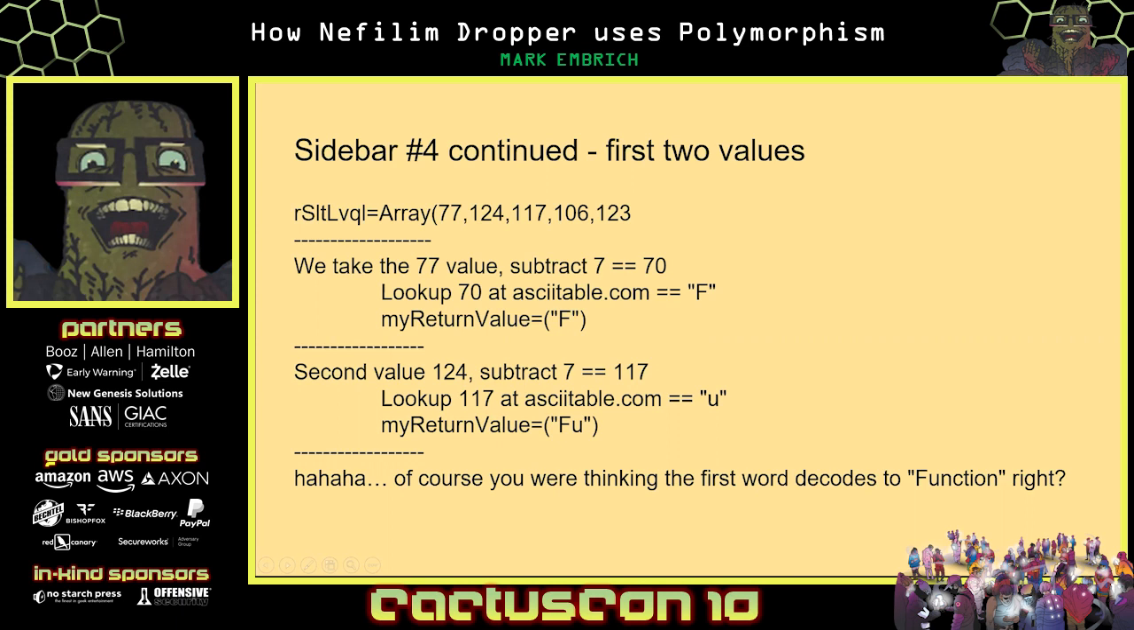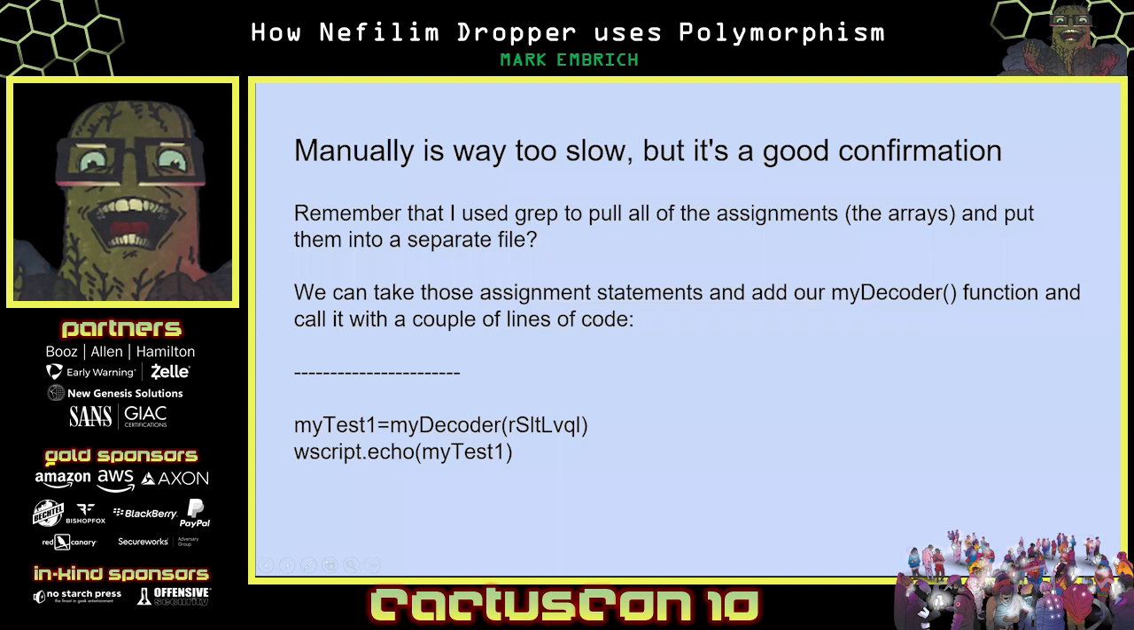Then we take the second value, 124, subtract 7, we get 117. Look that up on ASCIItable.com, we get a lowercase u. So far our return value is capital F, lowercase u. And of course you're thinking FU is for function, right? But remember, we have over 500 rows of these arrays. So doing it manually is just way too slow.